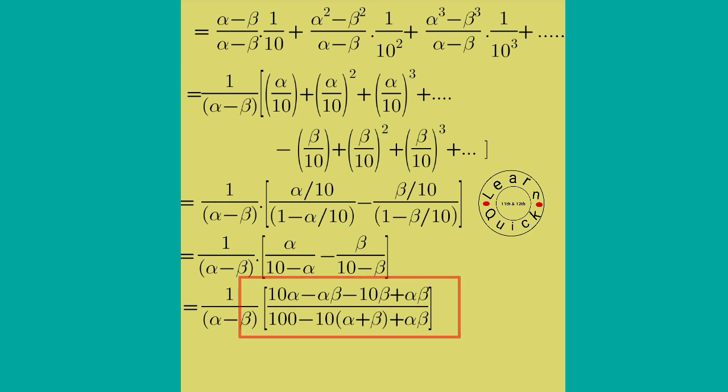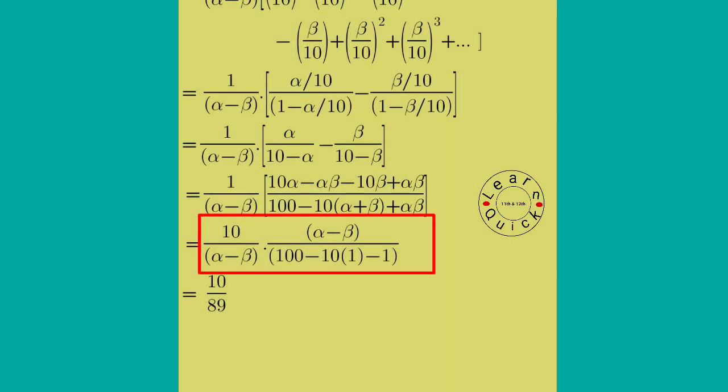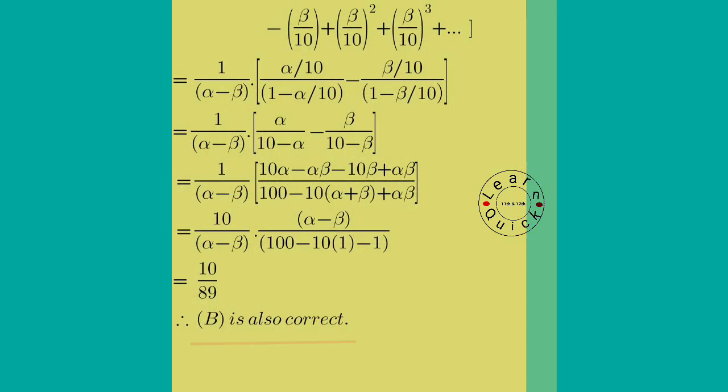Now we have alpha plus beta and alpha beta in the denominator, which we can put their values and simplify to get the answer, which is 10 by 89. Now this 10 by 89 is given in the option also, hence the option is correct. So B is also a correct option.